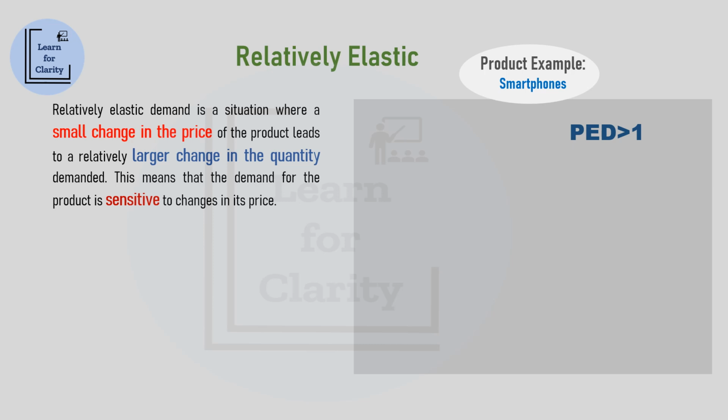Relatively elastic. Relatively elastic demand is a situation in which the percentage change in the quantity demanded is greater than the percentage change in price. In other words, a small change in the price of the product leads to a relatively larger change in the quantity demanded. This means that the demand for the product is sensitive to changes in its price.